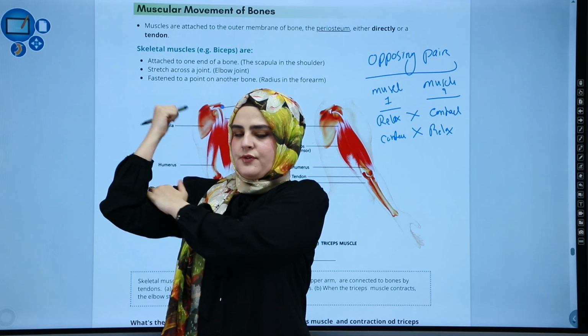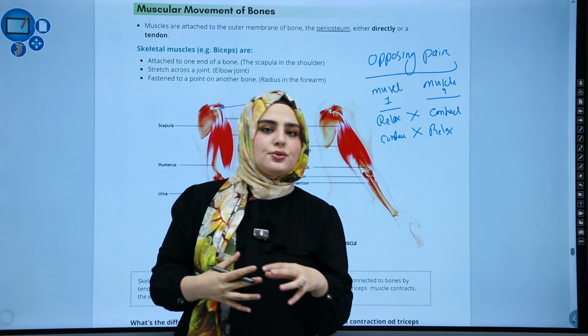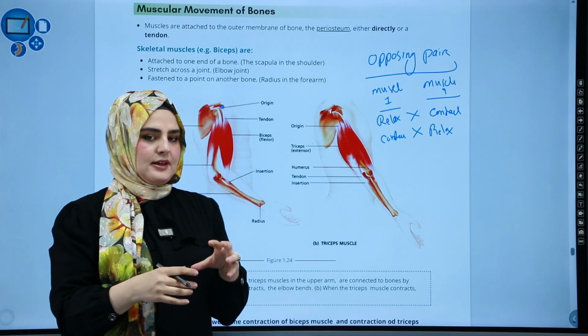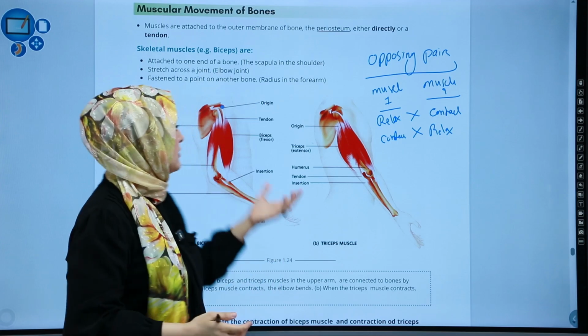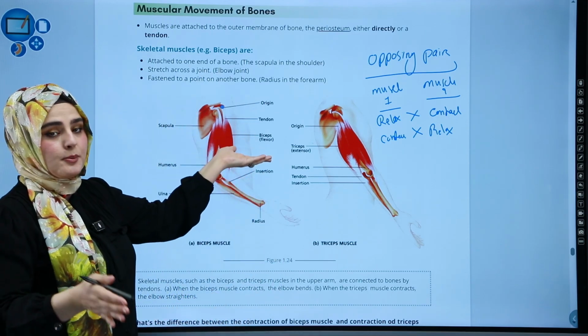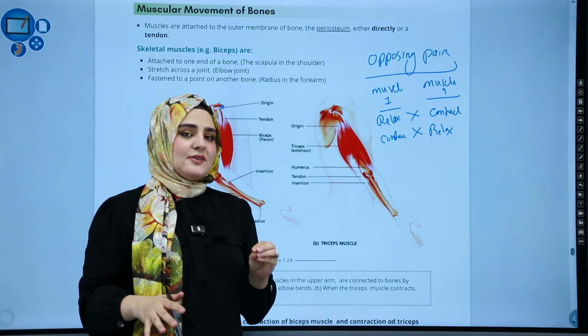Bicep is here, where you're flexing with it, and tricep is here. See, these two are working together, and there's a wide range of terminology here that you're not familiar with. We need to explain it. Before that, we're going to talk about this.